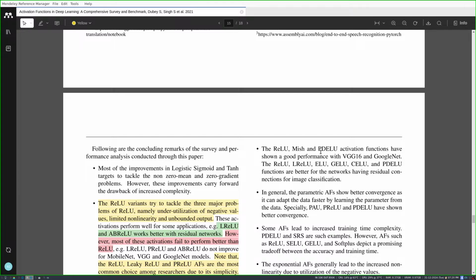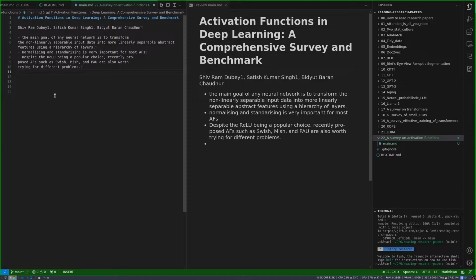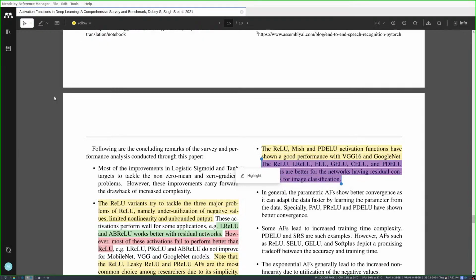The ReLU, Mish and PWL aggregation functions have good performance with VGG16 and GoogleNet. They are better for networks having residual connections for image classification. In general, parametric activation functions show better convergence as they can adapt to data faster.